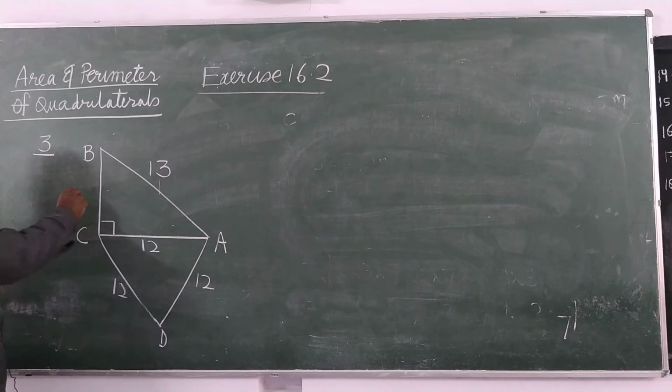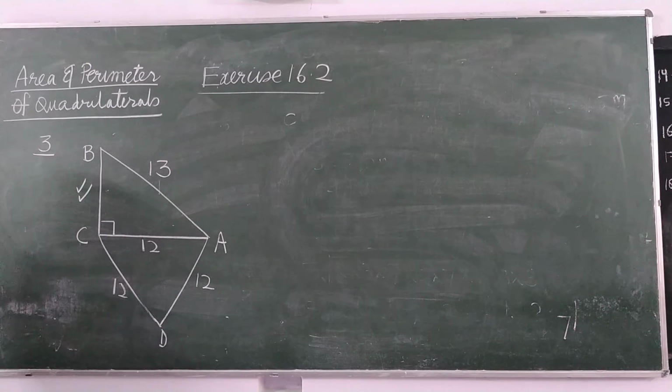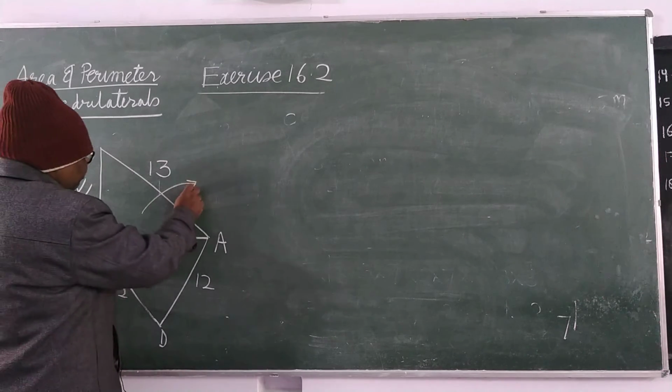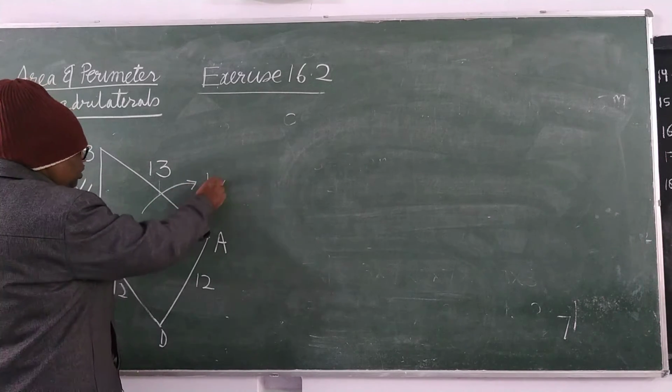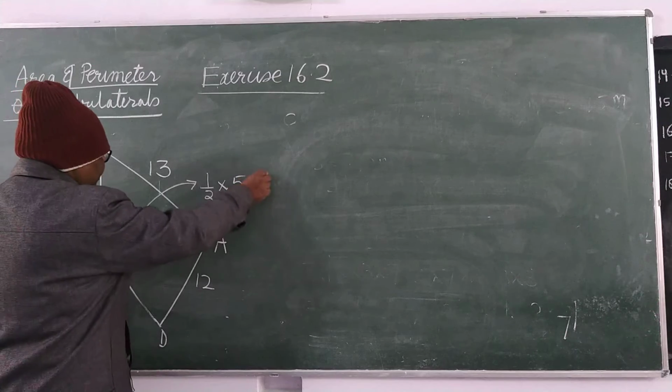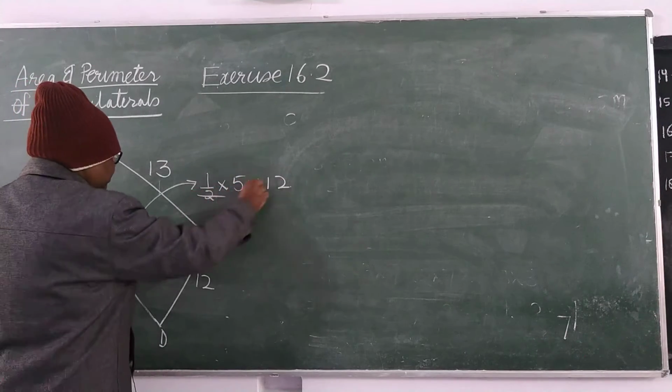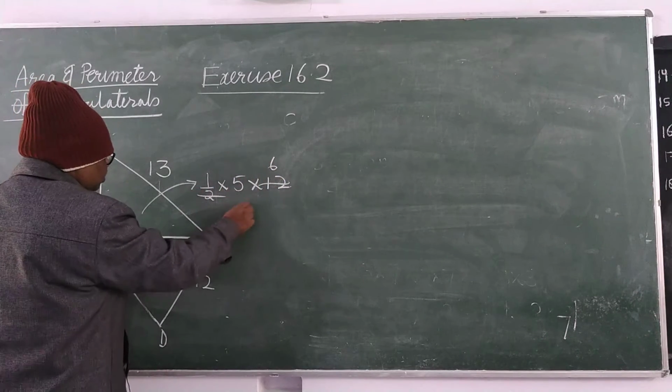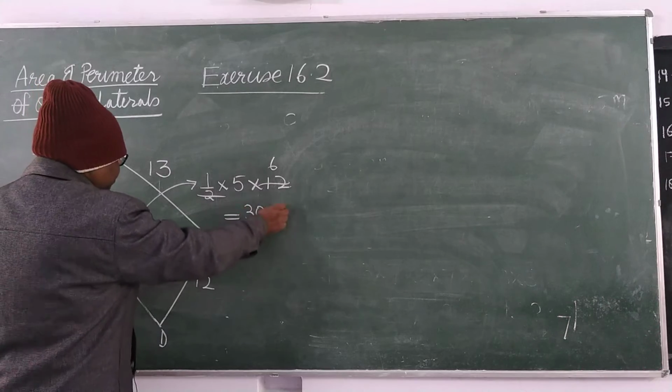What will be the area of the right angle triangle? First you have to find this side. By using Pythagoras theorem you can find this side. What will be this side? That will be 5. What will be the area of the right angle triangle? 1 upon 2 into the product of sides containing the right angle, that is equal to 30 centimeter square.